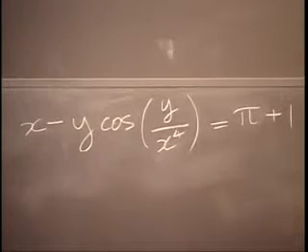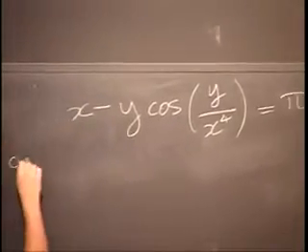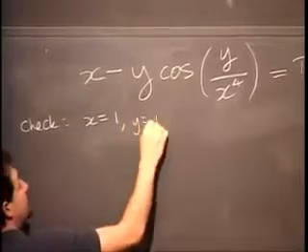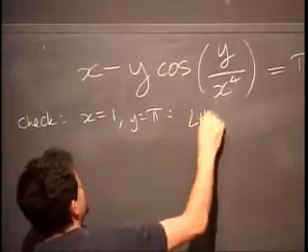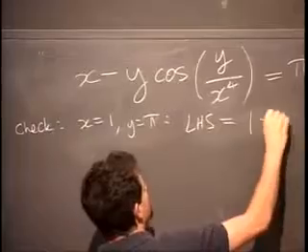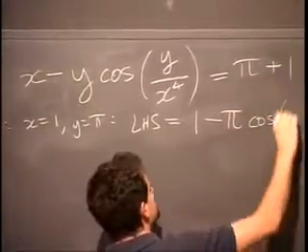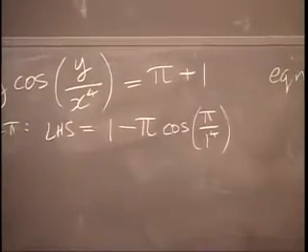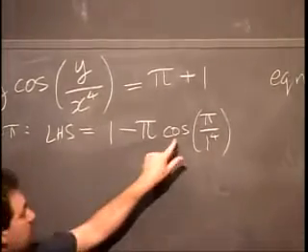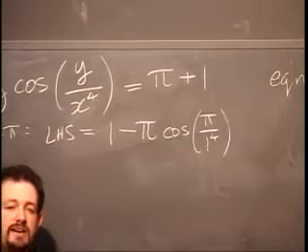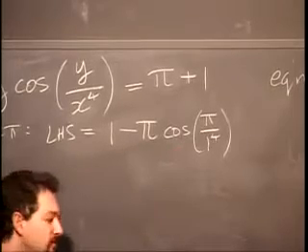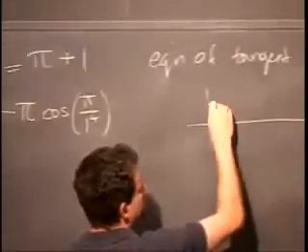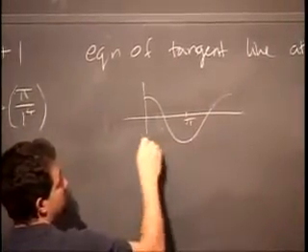Anyway, again, here's the reality check. When x equals 1 and y equals pi, the left-hand side is x minus y cosine of y over x to the fourth. I just replaced y by pi and x by 1. This is cosine of pi. Cosine of pi is negative 1. You need to know all your cosines. Just draw a graph of cosine if you don't believe me. There it is. Cosine of pi is minus 1.